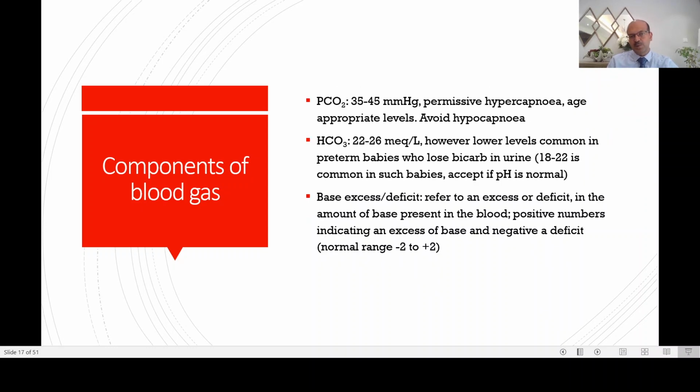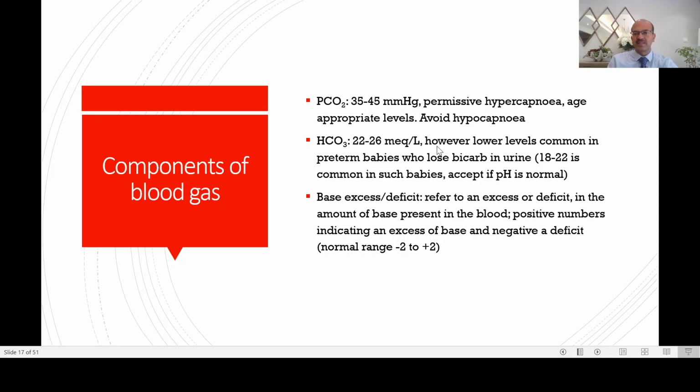PCO2 is normally expected to be 35 to 45 millimeter of mercury. We will discuss permissive hypercapnia in part 2, and age-appropriate levels should be considered as well. Avoid hypocapnia at any cost, because hypocapnia is never good for the baby. Some level of permissive hypercapnia is acceptable, but as we will discuss later, severe permissive hypercapnia has no role because the outcomes do not change and you may in fact impair the outcome.